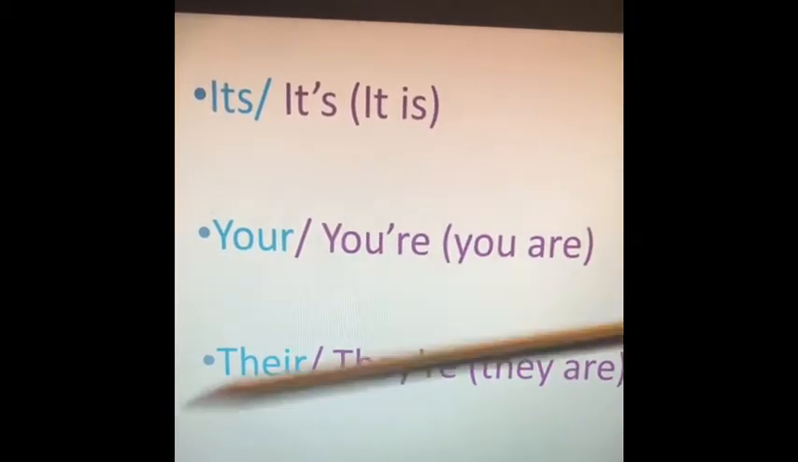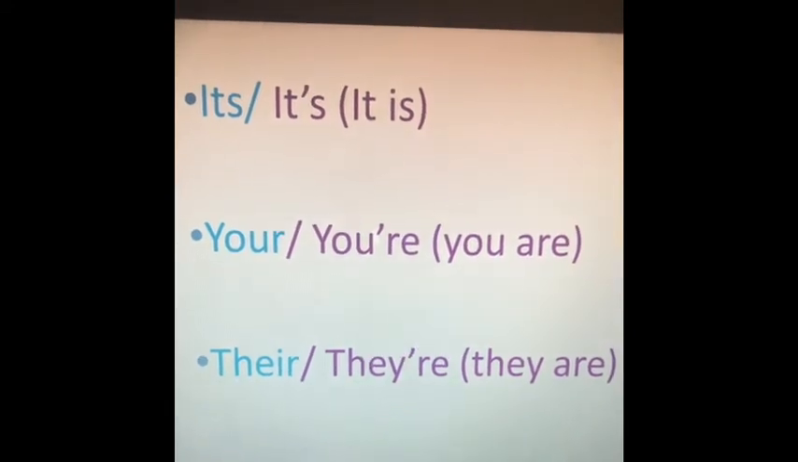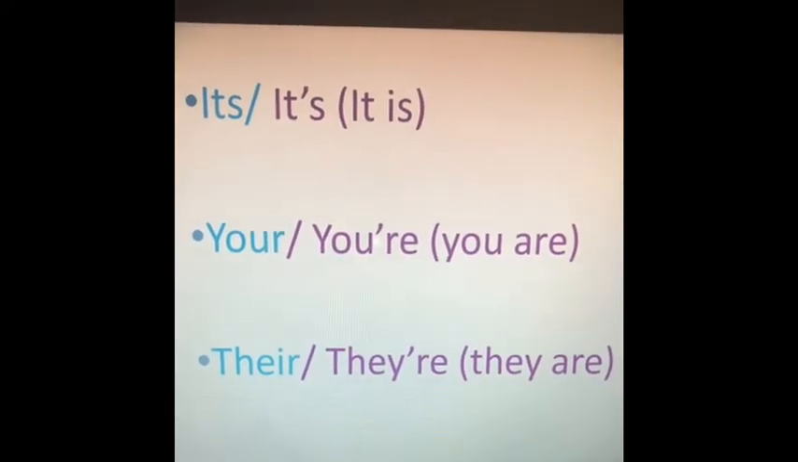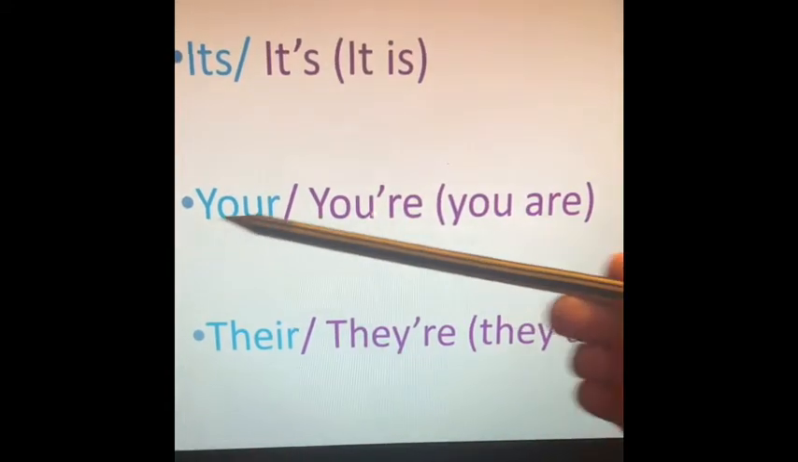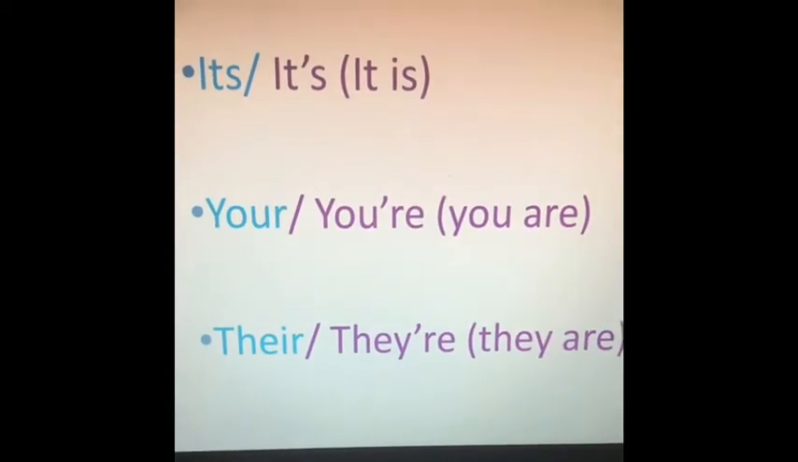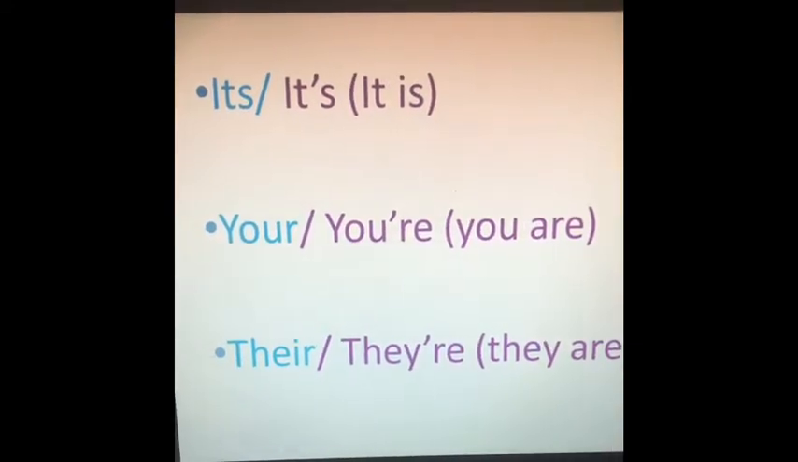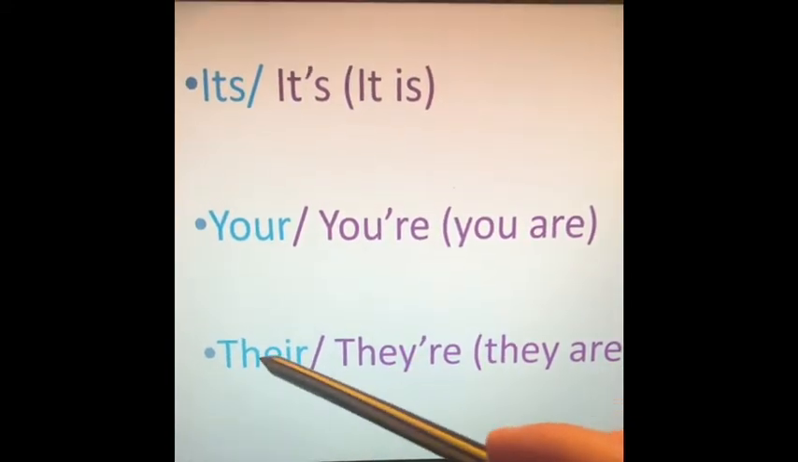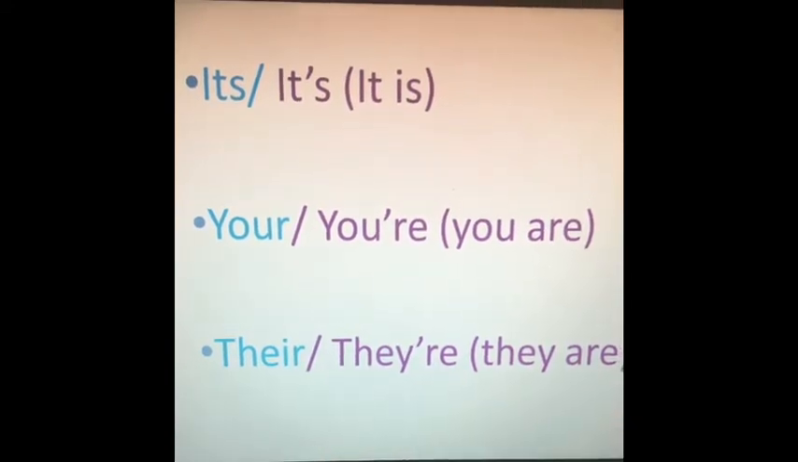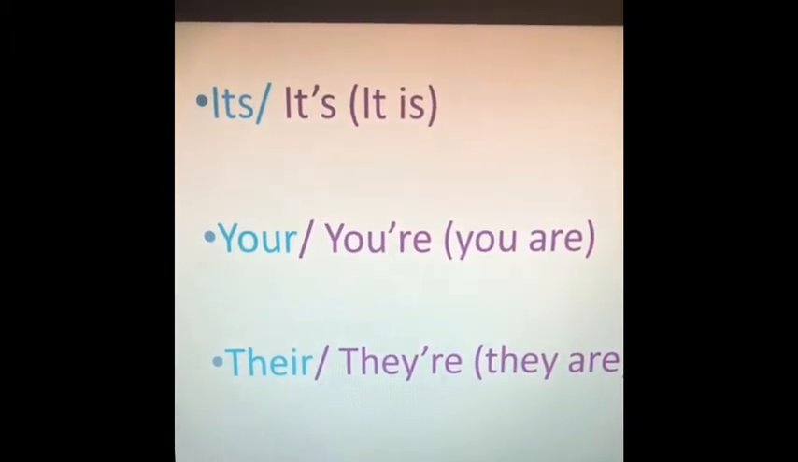Now, if you are talking to somebody and you want to ask him about something that he has, for example, his name, what do you say? What is your name? Okay? And if you want to talk about something that a group of people or more than one person have, okay? What do you use? You use their, okay? For example, their class is colorful.